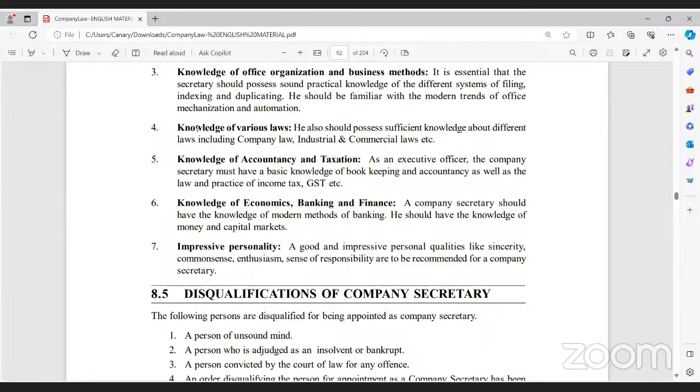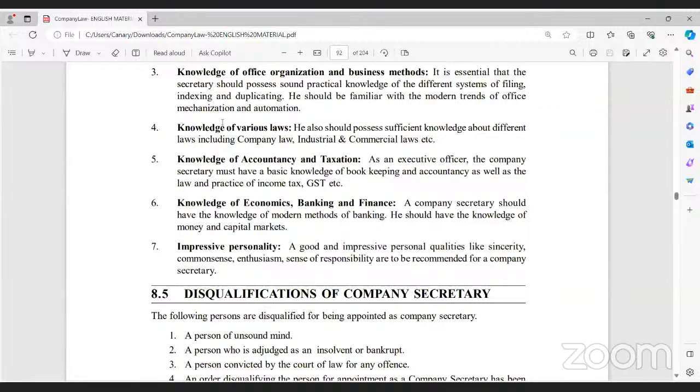Impressive personality. Apart from all these professional qualifications, his personal aspects also matter, like his appearance, his behavior, and his mannerisms. He should have common sense, enthusiasm to learn and to know, and a sense of responsibility. All these things are common requirements.